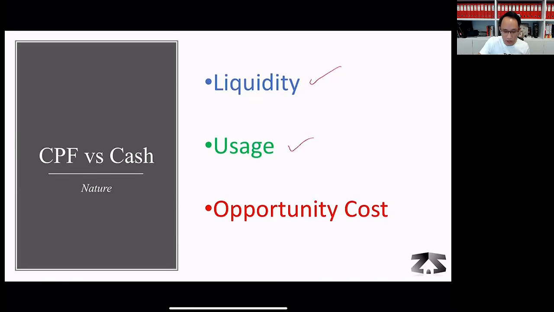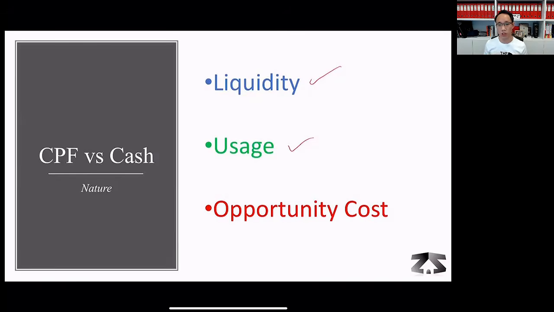On usage, obviously cash would be better because you can use cash for anything and everything. Whereas for CPF, and yes, over here I'll be talking about the CPF Ordinary Account, you can only use this account for a few purposes, right? Mainly for investments, and for most Singaporeans, they're using it on their property. Okay, so you have to weigh the trade-offs when you're using either one of them.